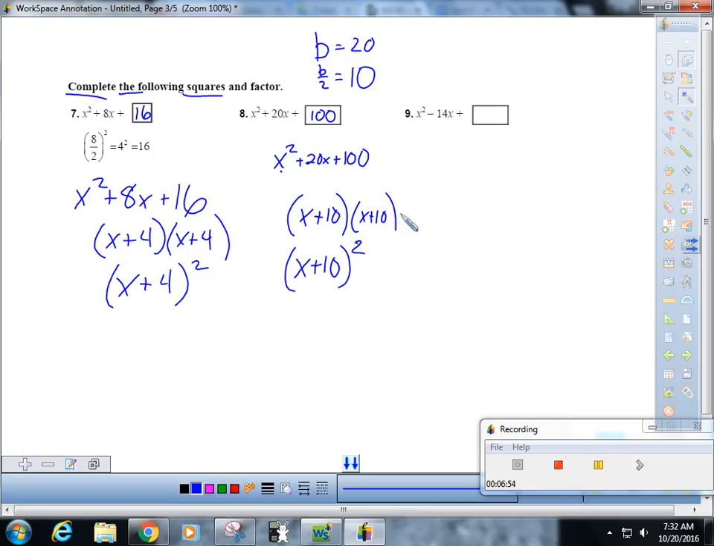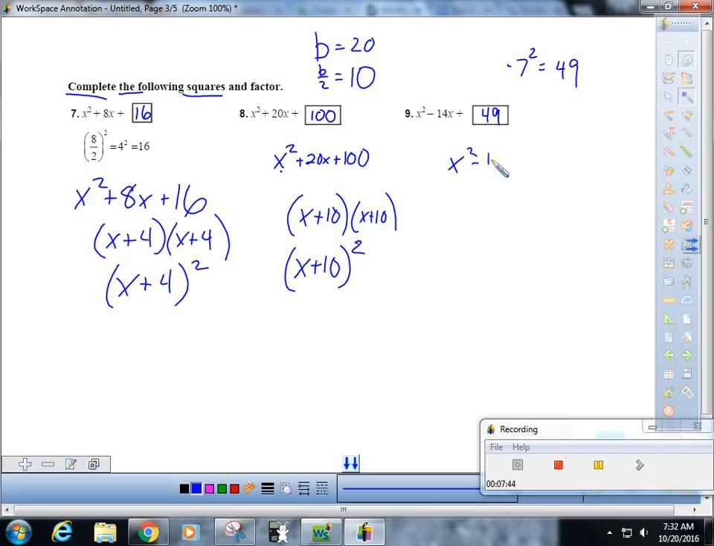Half of 14? 7 squared? Okay. You're right. Excellent, Alex. It's not going to matter, but I'm glad you pointed that out. Half of negative 14 is negative 7, and negative 7 squared is still positive 49, but it is going to affect our final answer, Alex. Okay?